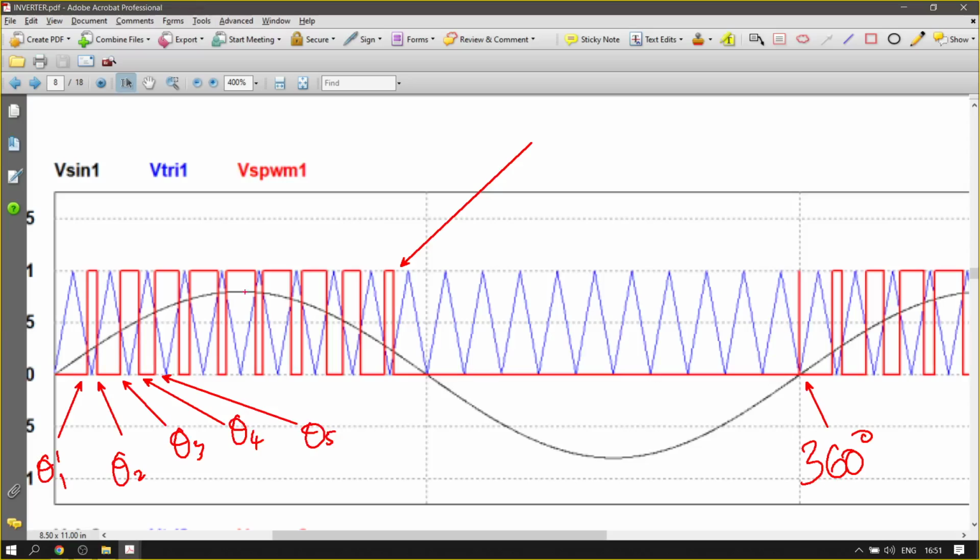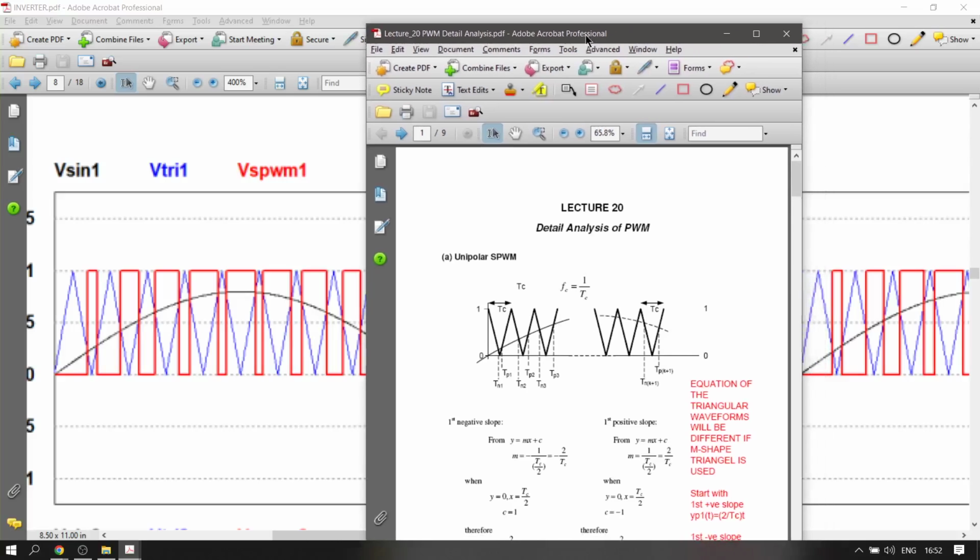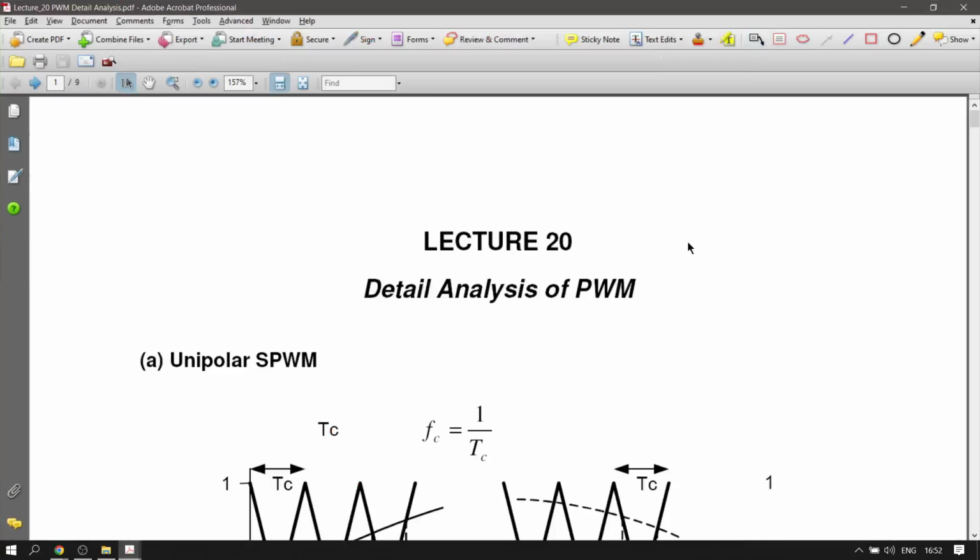Okay, generate this pulse. So, and therefore, that's why the final lecture is on detailed analysis of PWM. Okay, detailed analysis of PWM. I have shared this through the WhatsApp group. Okay, the last final lecture here.